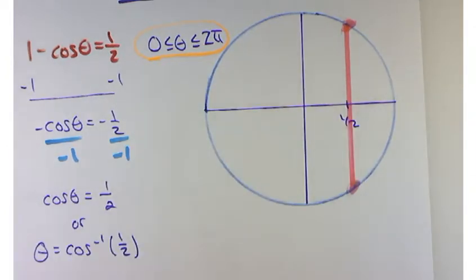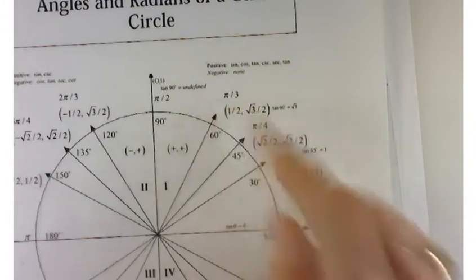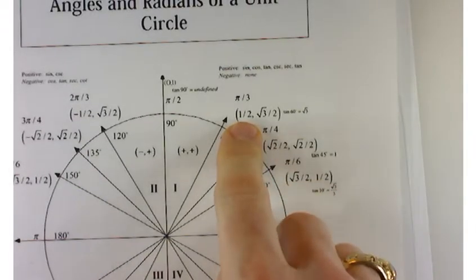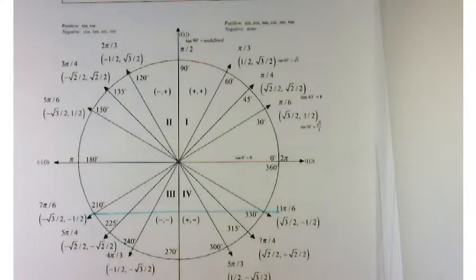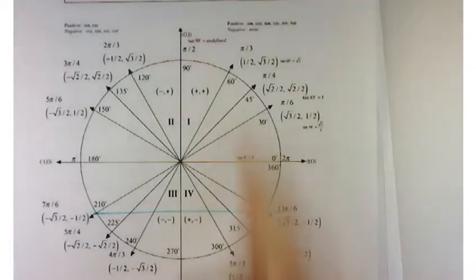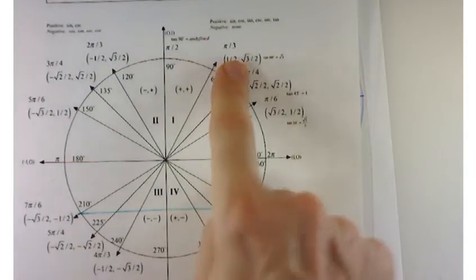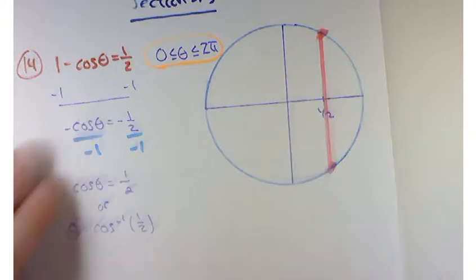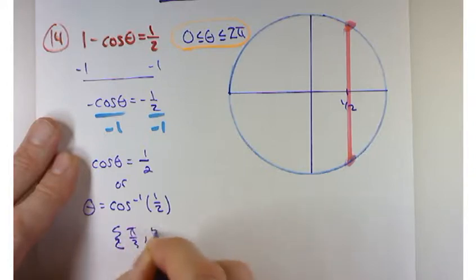Oh, yeah. At pi over 3 is where you have an x-coordinate of 1/2. But where else do you have an x-coordinate of 1/2? Right down here, right? Straight angle, or straight line all the way down. 5 pi over 3. So theta is one of this set. It's either pi over 3 or 5 pi over 3.